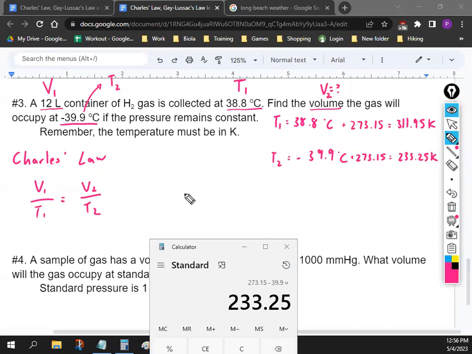Okay. So now we're just going to plug it into this formula right here. For V1, we got 12 liters, so we're going to plug in 12 liters. Next, we got T1, which is 311.95 Kelvin. For V2, that's what we're looking for, so we're going to put V2 right there. And then for T2, we're going to put 233.25 Kelvin. And what we want to do is solve for V2.